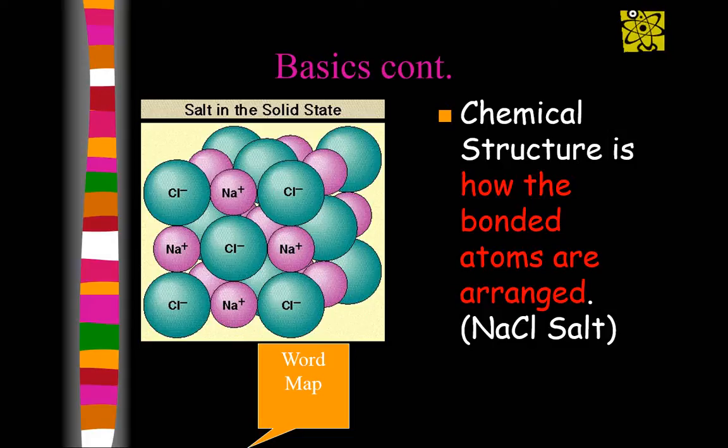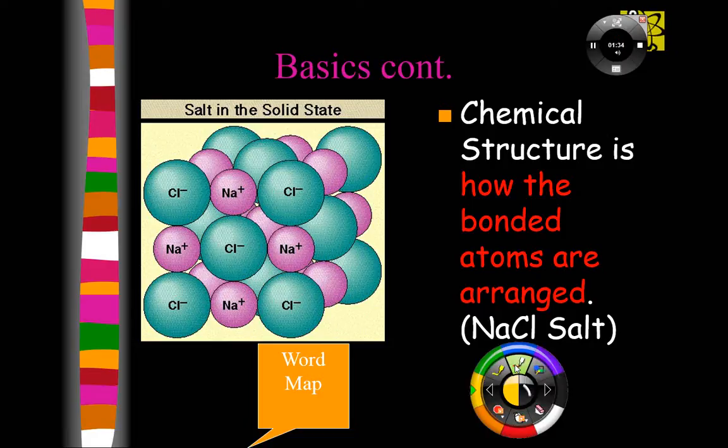The chemical structure is how the bonded atoms are arranged. Here you have the common cube known as NaCl, or salt. Look at how it's kind of situated just like you're used to seeing it. It's a cube. Look. Boom, boom, boom, boom. But it's three-dimensional. Check it out. There it is. So that's why it's cubic. So the structure shows you how it's going to look in real life as well.